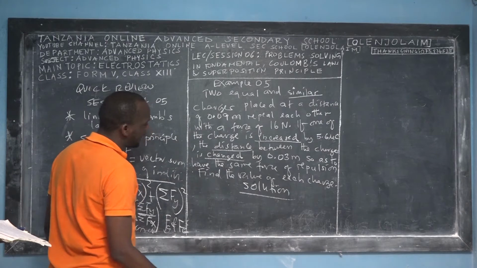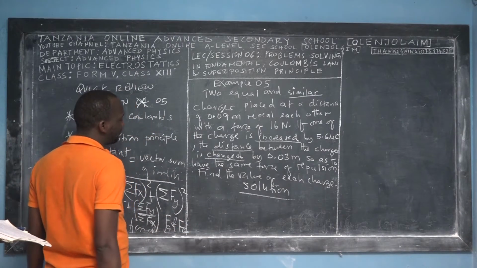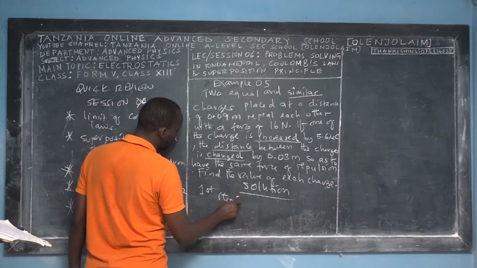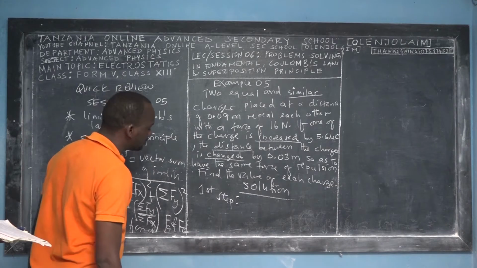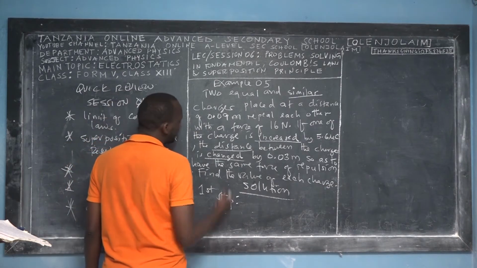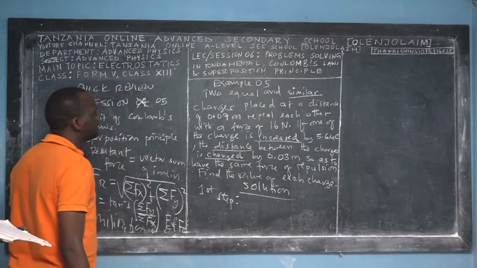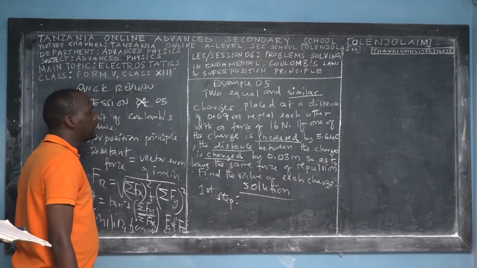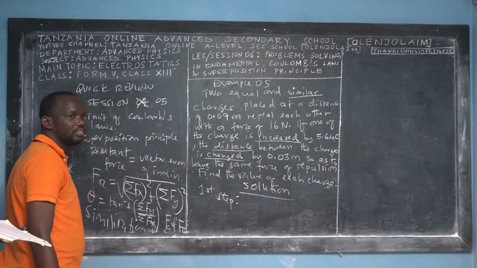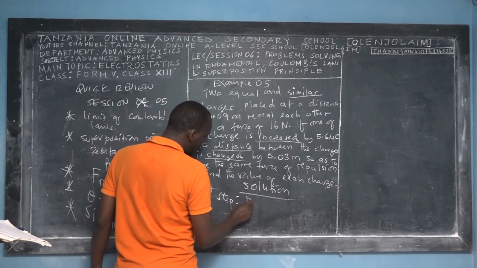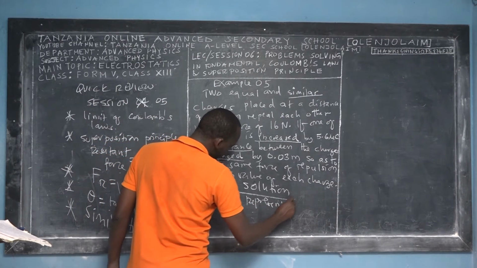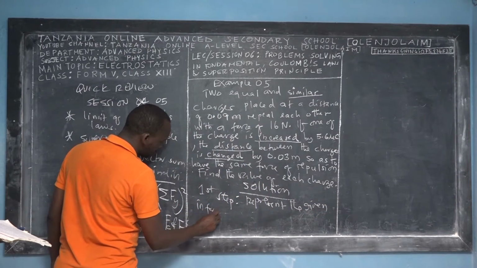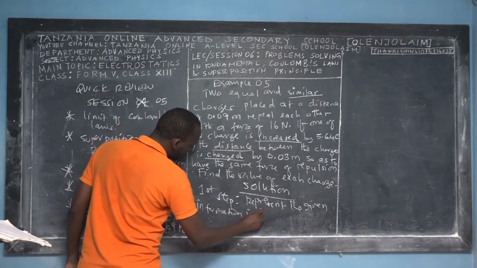So we can have the data collected and given, but we can also present the data graphically. So the first stage, we say that this question has two parts. The first part is the first sentence: two equal and similar charges placed at a distance of 0.09 meter repel each other with a force of 60 newton. So you represent the given information, present the given information in a diagram.